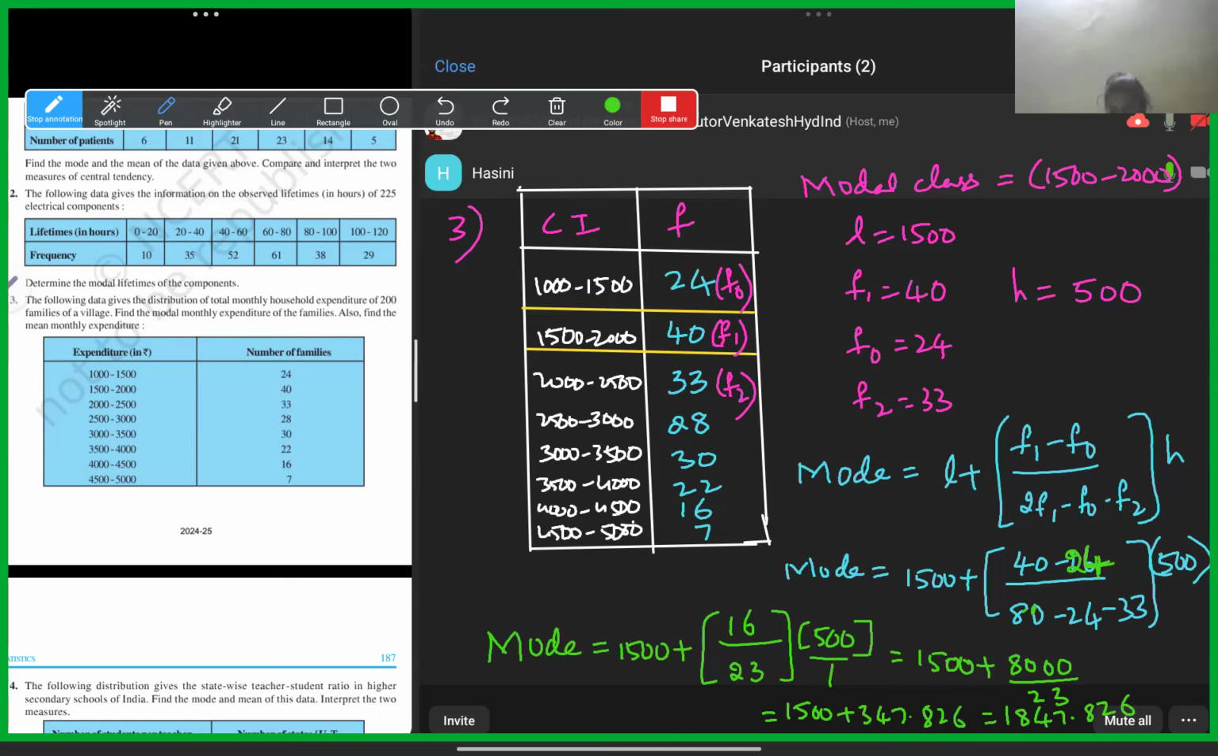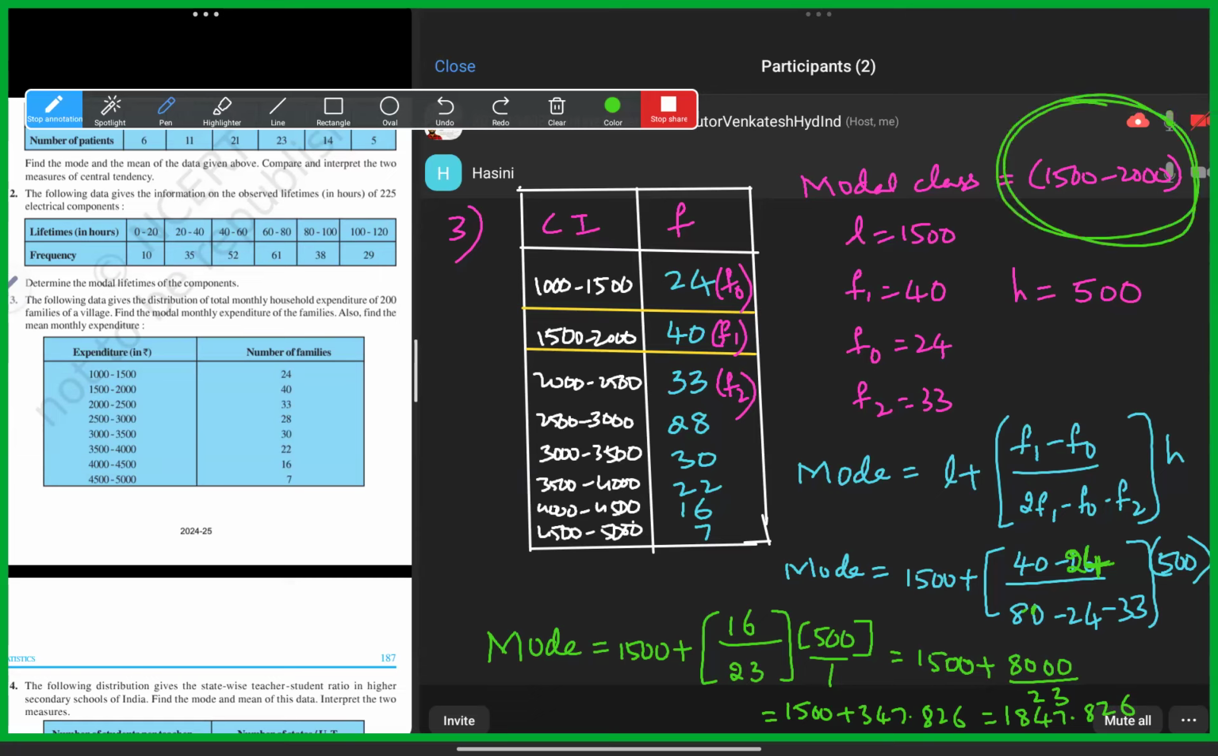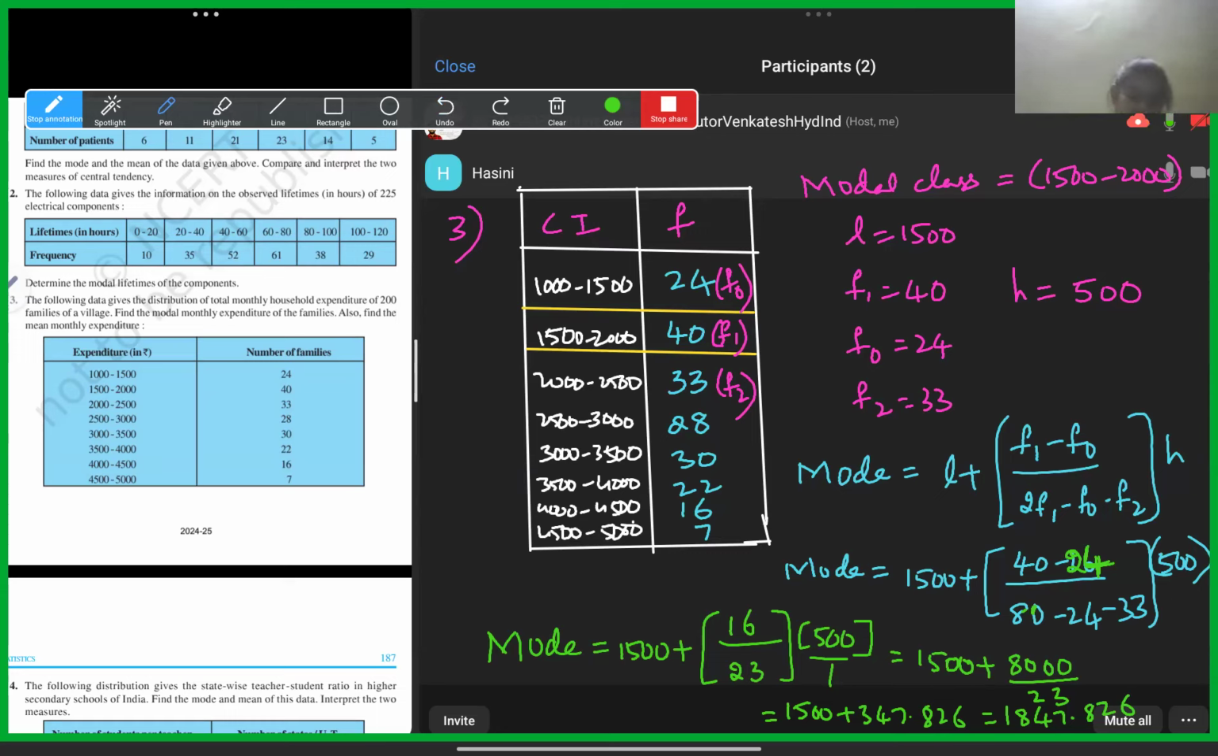So you can see our answer is in between the modal class. In that way we can confirm, calculation mistakes aside, that our answer is in between 1500 to 2000, the modal class. Just for confirmation, check the answer.